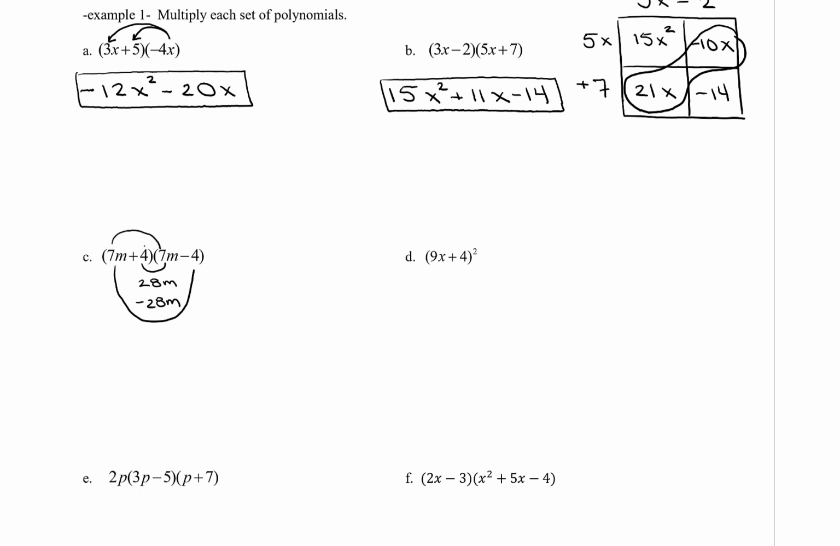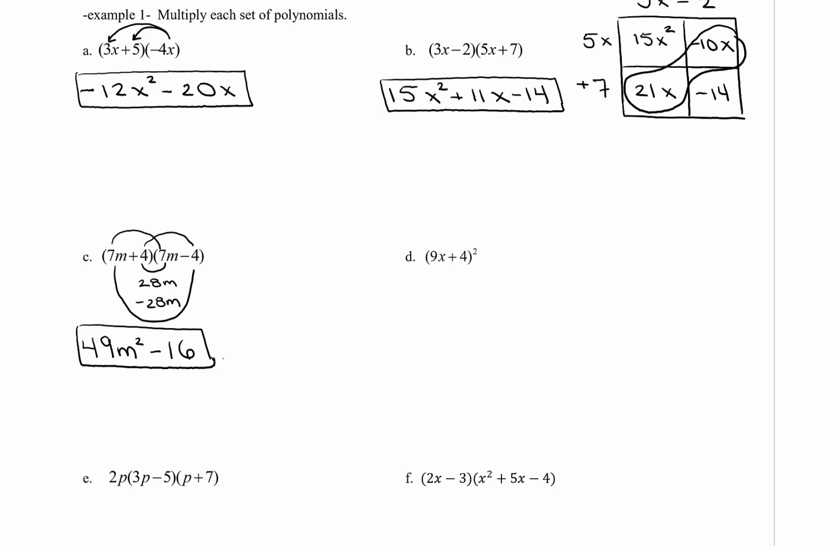And then I'm going to multiply the first two terms together, which is the 7m times the 7m, and I've drawn a curve between those two. That's going to give me 49m squared. And then I'm going to multiply the last two terms together, which is the positive 4 and the negative 4, and that's going to give me negative 16. Because the inner and the outer terms cancel out, since I get the exact same term with opposite signs, I'm not even going to write down that term. I'm just going to write the 49m squared minus 16. I'm going to box that answer in.